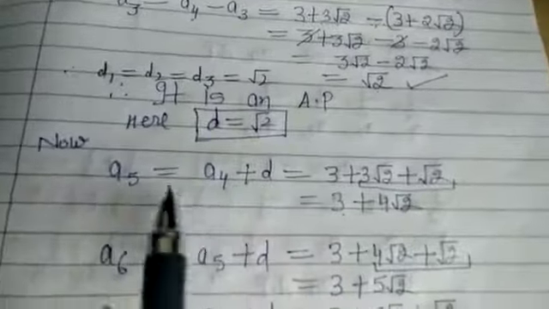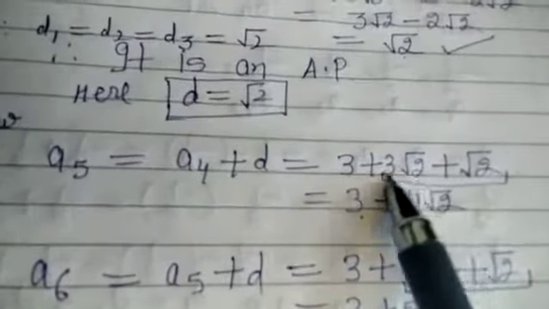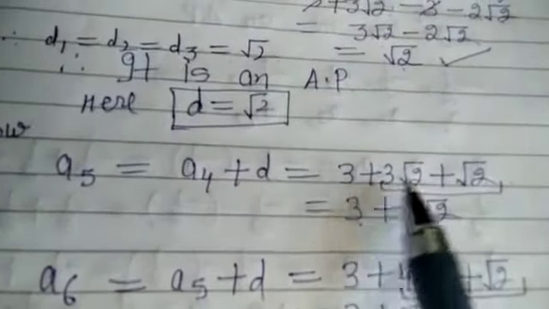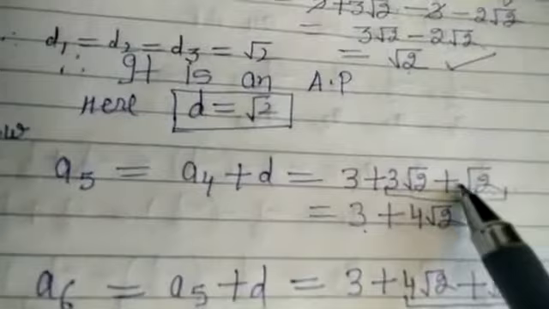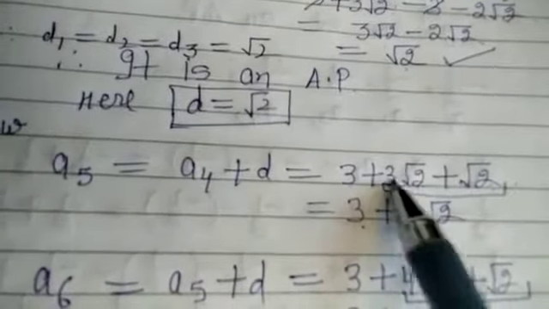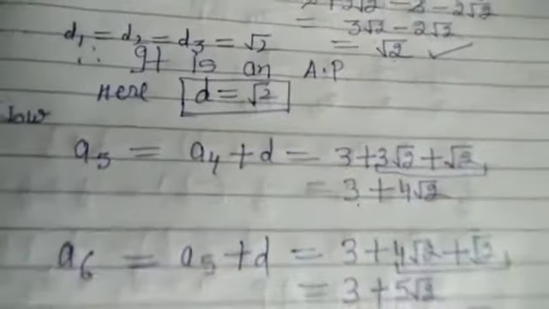And next we have to write the next three terms. So A5 is A4 plus D. So 3 plus 2 under root 2 is the A4, that is the fourth term, plus under root 2. Now you see these two terms are like terms. Its coefficient is 1 and its coefficient is 3. 3 plus 1 is 4 under root 2. So the answer is 3 plus 4 under root 2.